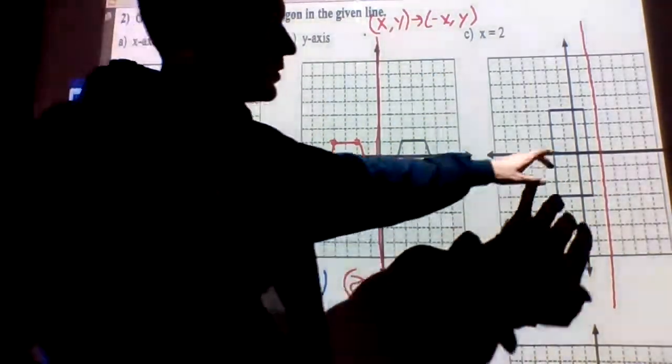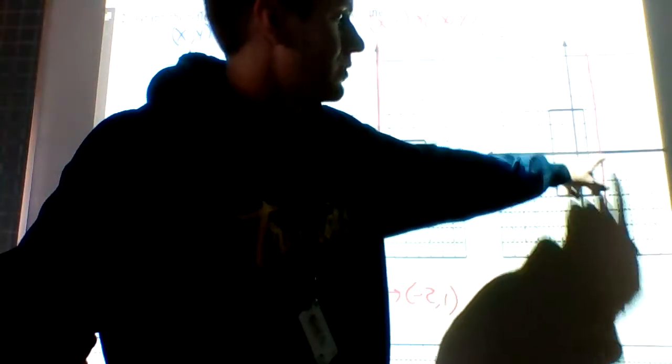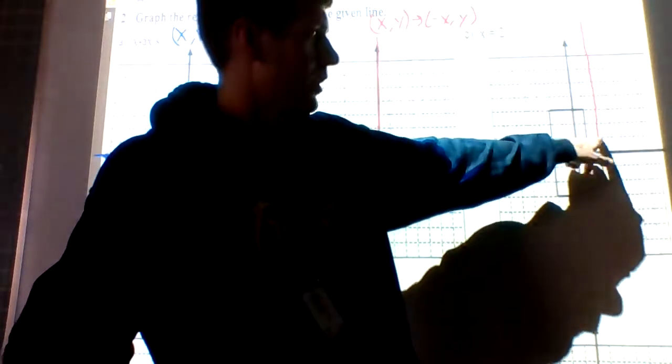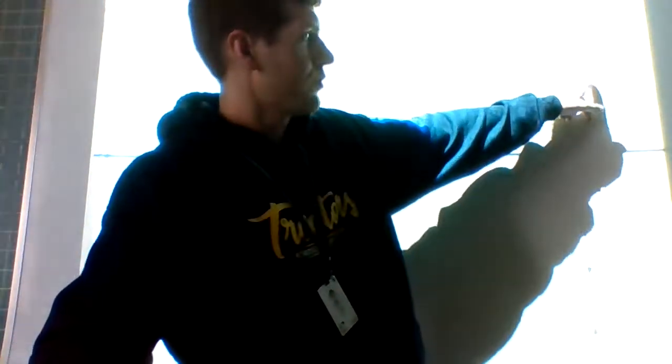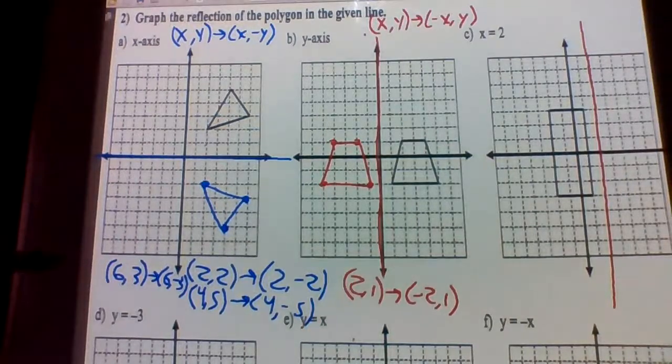The reason this is x = 2 is because every point on this line has an x value of 2, right? This is (2, 1), (2, 2), (2, 3), (2, 4), (2, 5), (2, 6), (2, 7). So every point on that line has an x value of 2. So we just call it x = 2.